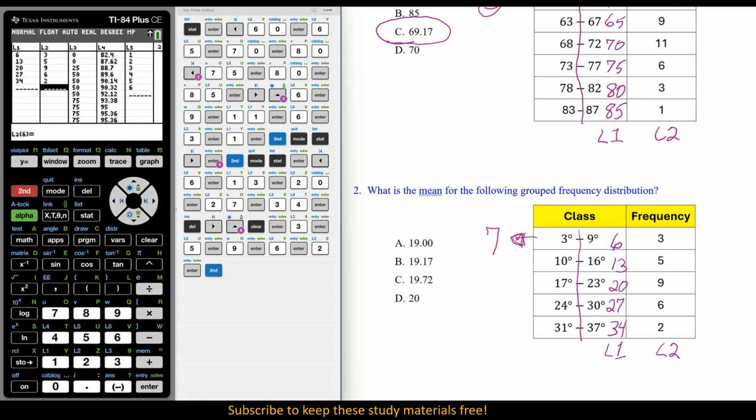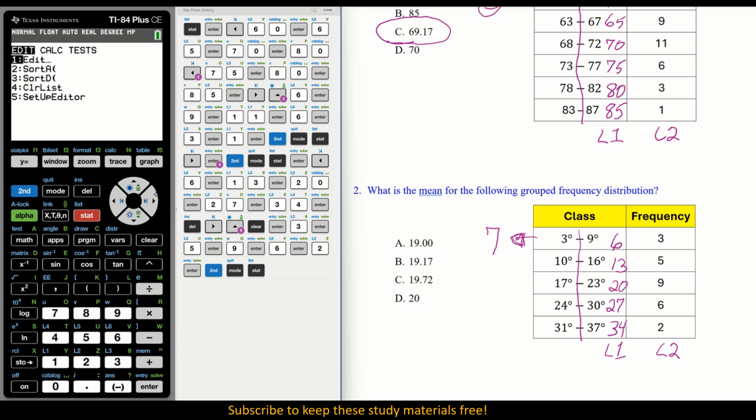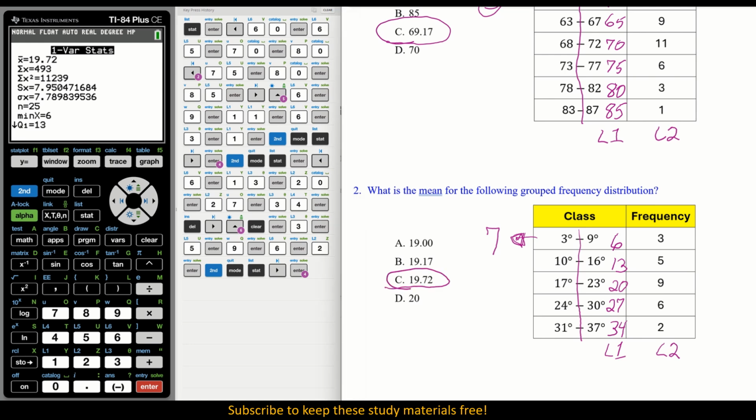You're going to back out, go to stat, go over to calc, and again, we're doing the exact same thing as before. Enter, enter, enter. And our mean is 19.72.